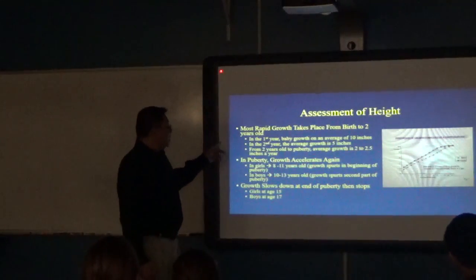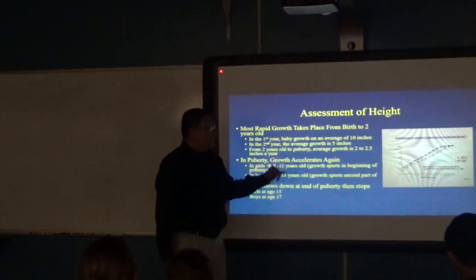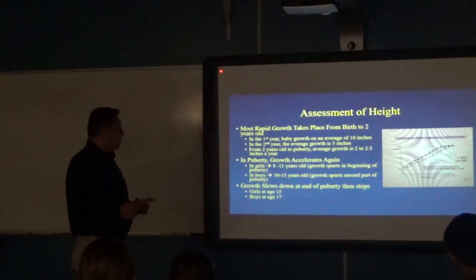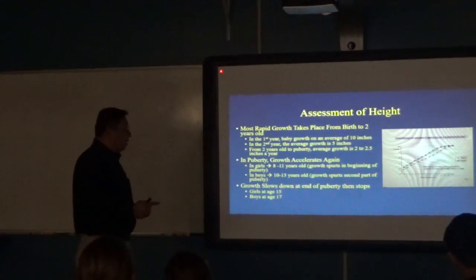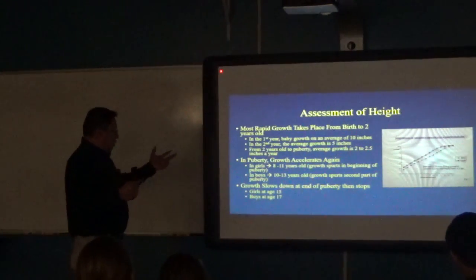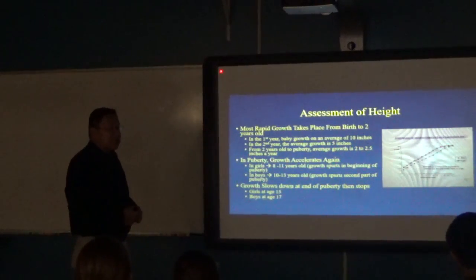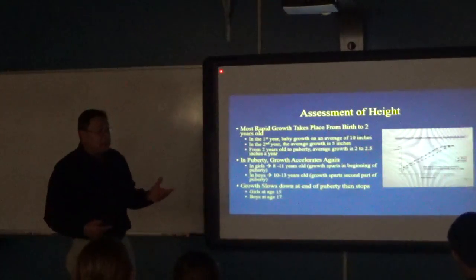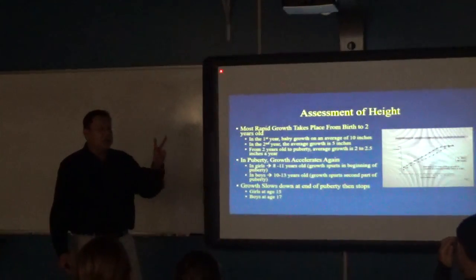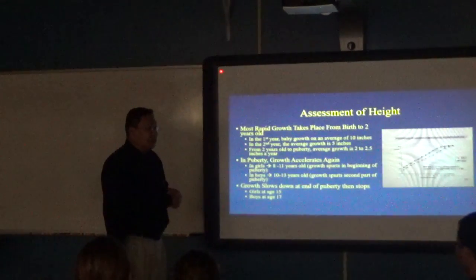Rapid growth takes place in the first 2 years. First year, the baby grows an average of 10 inches. Second year, it goes down to 5 inches. From the second year to puberty, the average is 2 to 2.5 inches. Puberty growth accelerates again, 8 to 11 years in girls and 10 to 13 years in boys. That's your secondary growth spurt. When your voice changes, and when womanhood starts in ladies, you have approximately an average of 2 years of growth left. So if your voice hasn't changed, you can keep on growing.